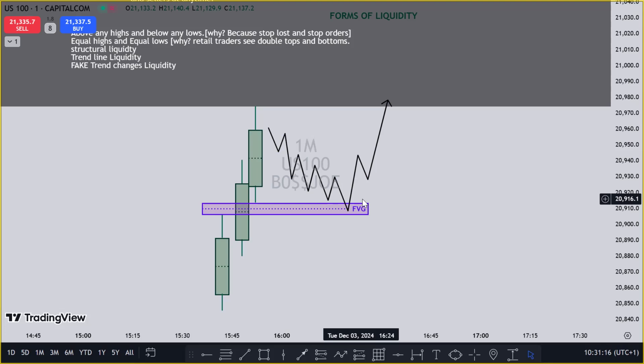Okay, it created a fair value gap. It came back to the fair value gap, created a break in market structure, but it did not create a fair value gap. What do you do? You sit still. Okay, it created a 15 minute fair value gap. It came back to the fair value gap, broke structure, created a 1 minute fair value gap, but did not come back and enter the 1 minute fair value gap. What will you do? Nothing.